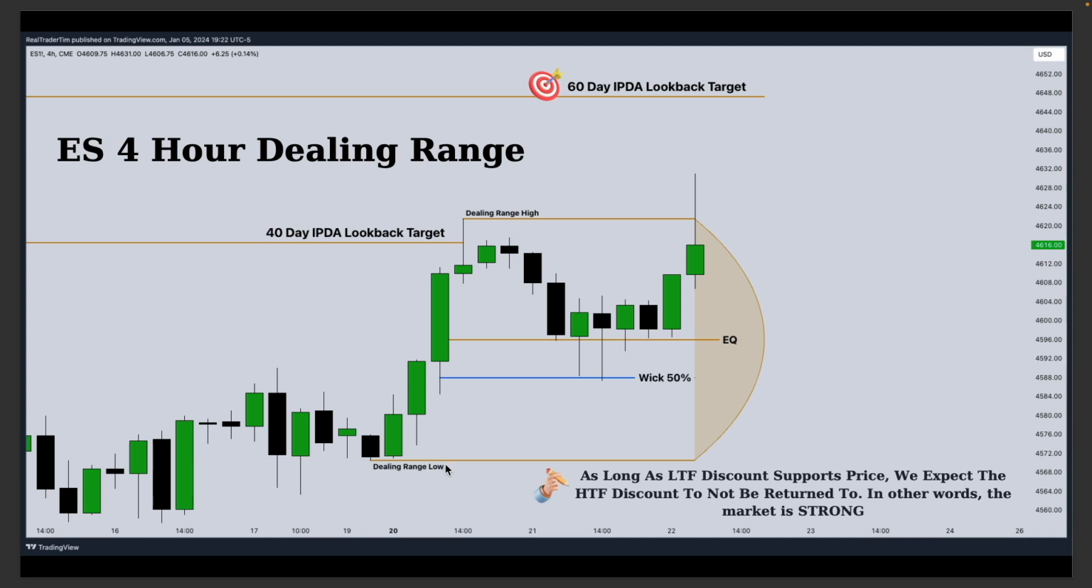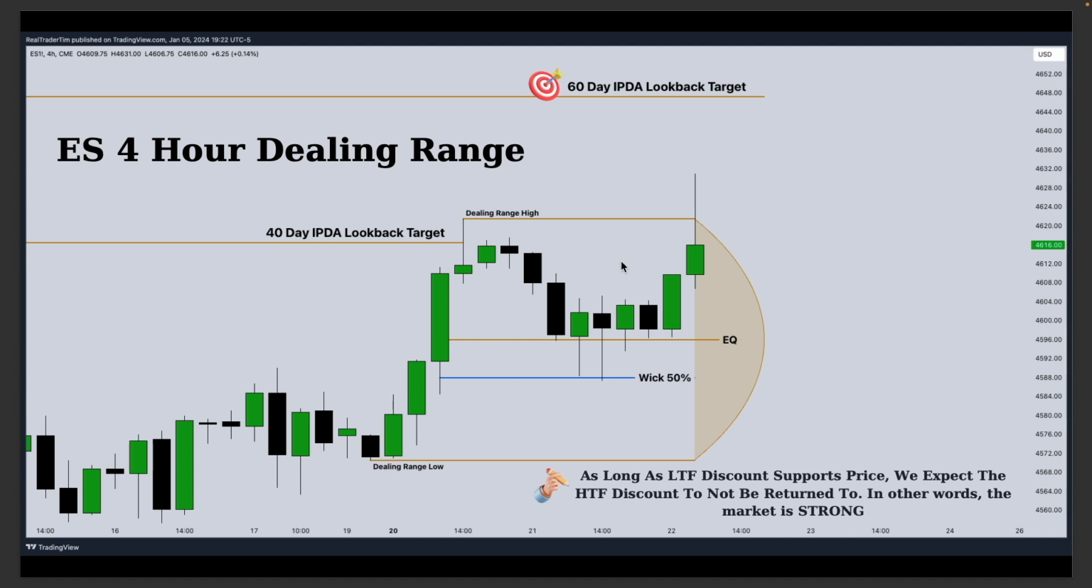If we think on the opposite end of that, if we're bullish and our invalidation levels are not hit, we expect the dealing range high to fail. In other words, this can be a target. When we're bullish, we want to target dealing range highs as partials until we meet our major buy side objective, which is of course our 60-day IPTA look back target. So after we create this new 4-hour range, we just repeat the same process as we did before.